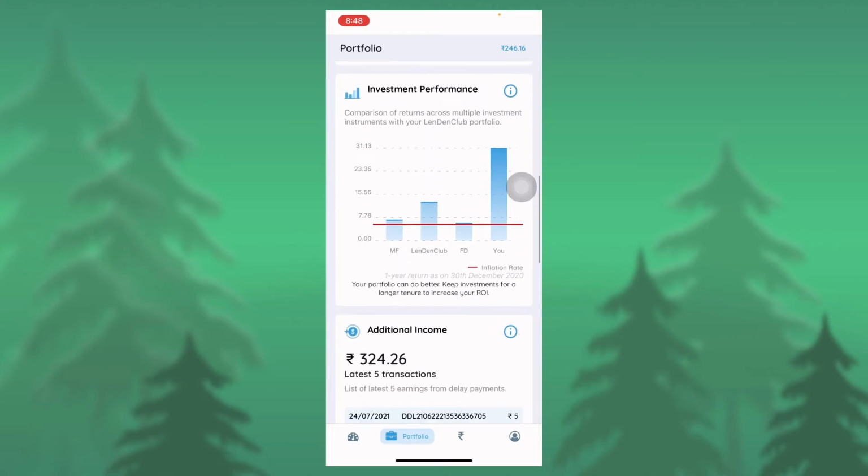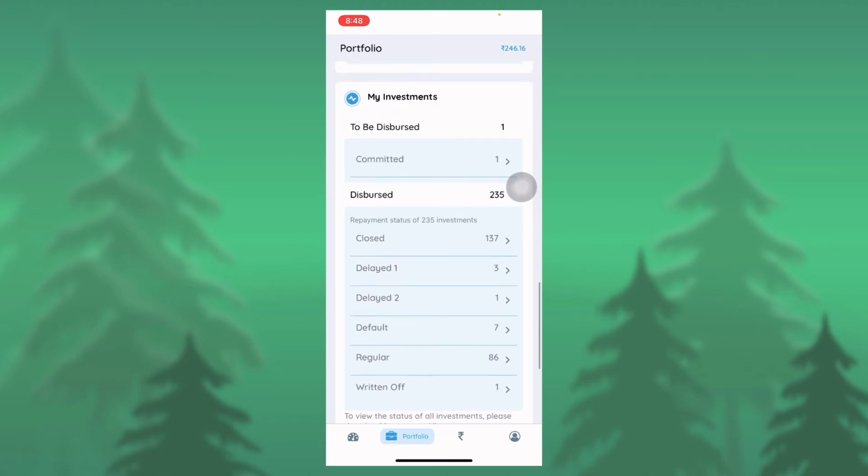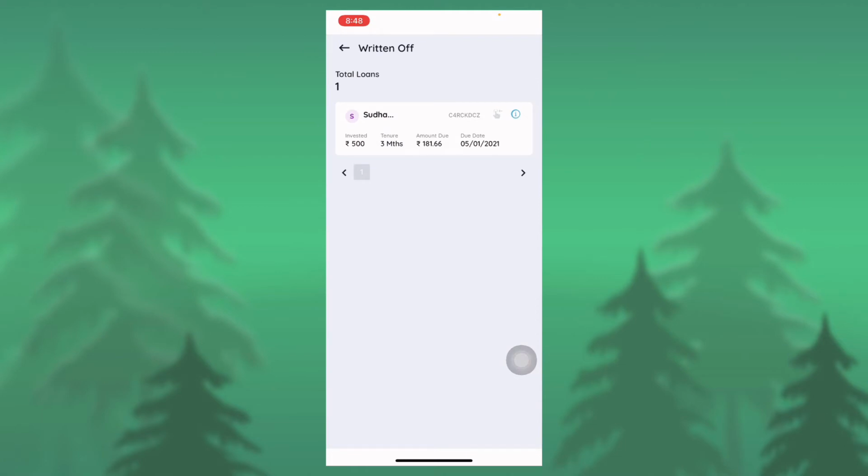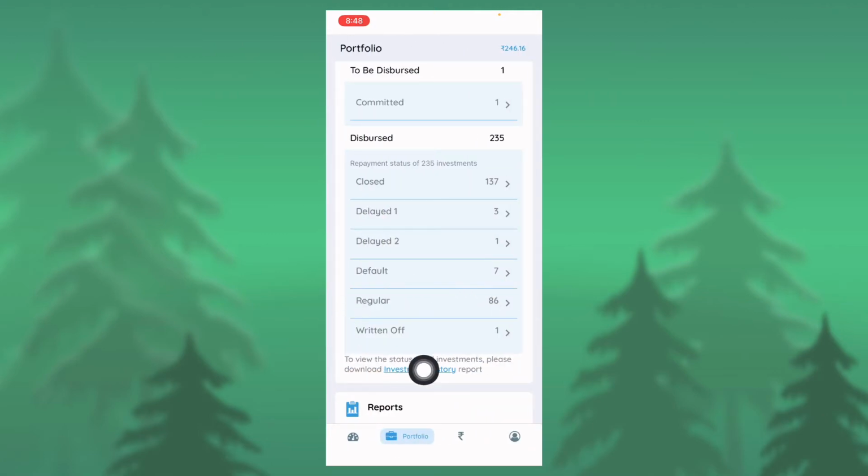Here you can see the number of loans that I have invested in. It's totally 235 loans I had invested in, out of which 137 have been closed. Now, this is what I want to talk about: written off. I have received my first written off, the first loan to be written off. This particular person has not paid his EMIs. Just 1 month he paid his EMI, and 2 months' EMI has not been paid. So I have lost the principal amount in this particular loan that I invested.